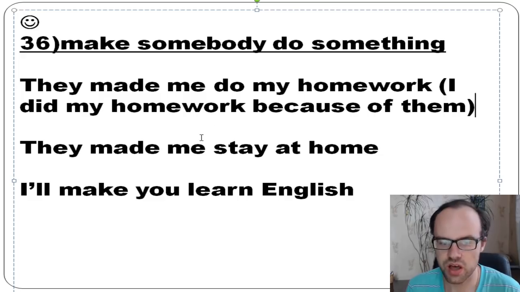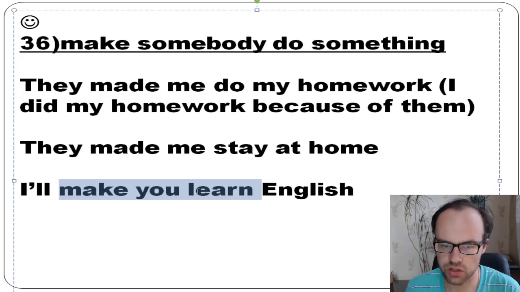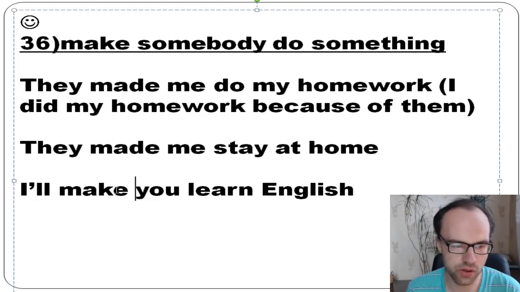Okay? So they made me stay at home. It means I stayed at home because of them. So maybe I wanted to go out with my friends, but they told me, you'll stay at home. I'll make you learn English. Make somebody do something, so you will learn English because of me. So I hope so. I'll make you learn English, so really I need it. I want you to know English well.